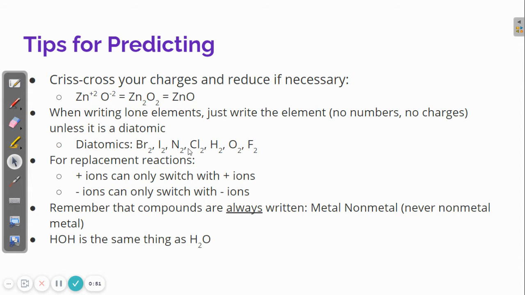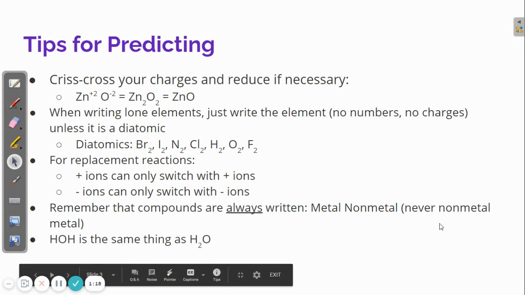And remember that your diatomics can be remembered with BrINClHOF: bromine, iodine, nitrogen, chlorine, hydrogen, oxygen, fluorine are all going to be their symbol and then the number 2. When we do a replacement reaction, positive ions can only switch with positive ions. So metals can only switch with metals. Cation polyatomics can only switch with cation polyatomics. And negative ions can only switch with negative ions. Remember, compounds are always written metal, non-metal. Never write them non-metal, metal. And another thing is that HOH can be reduced to H2O, or you can write it as H2O.